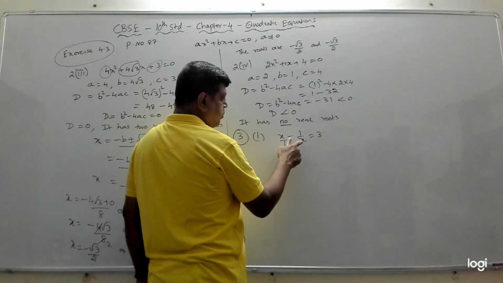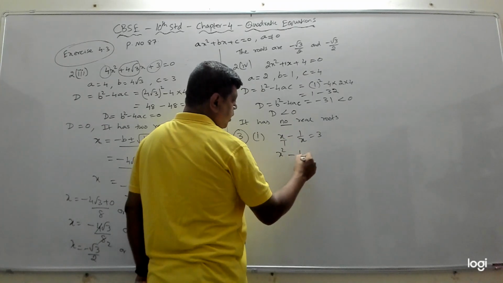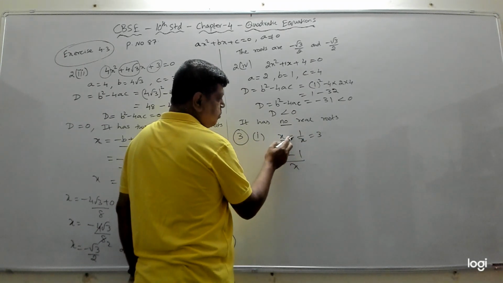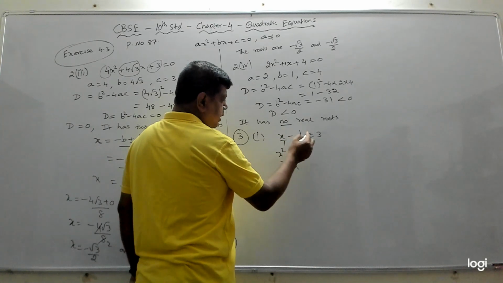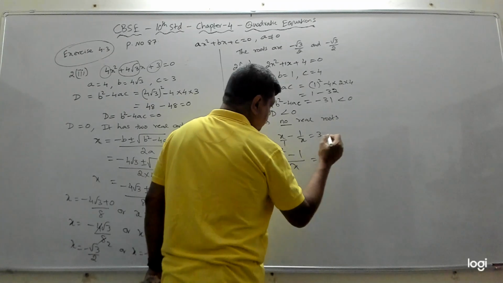Now cross multiply. x into x is x square, minus 1 into 1 is 1, by 1 into x is x. We always do this into this minus this into this, by denominator into denominator. That will come to the denominator. That is equal to 3.